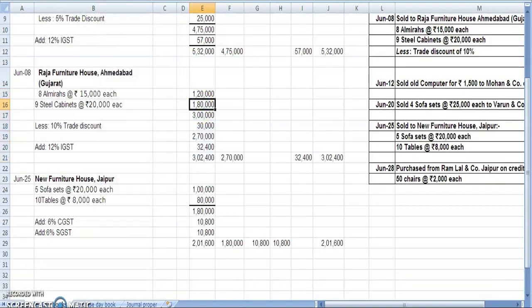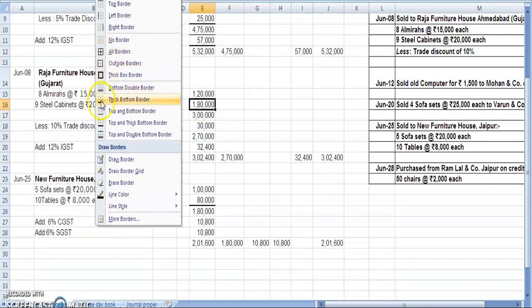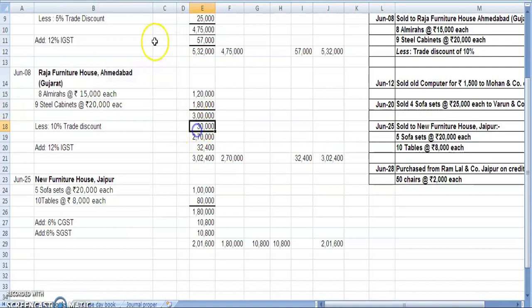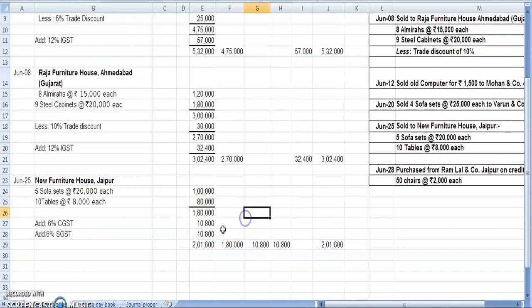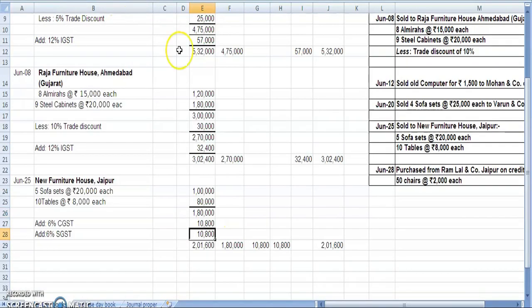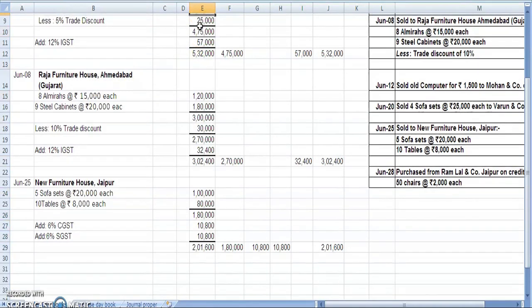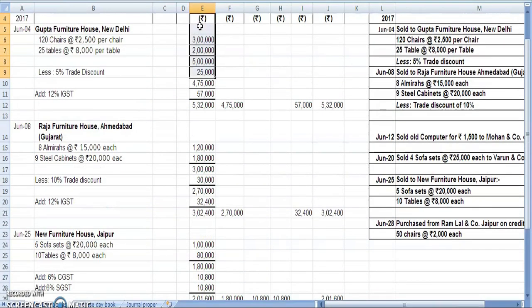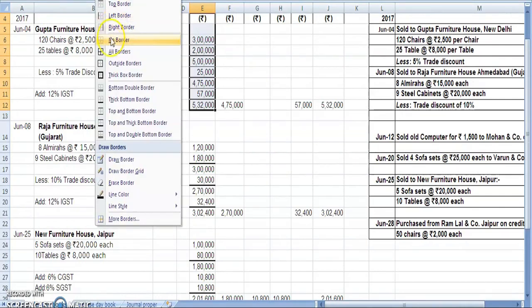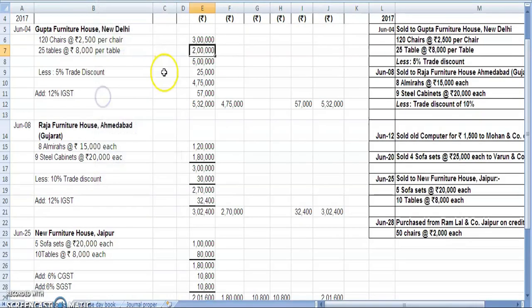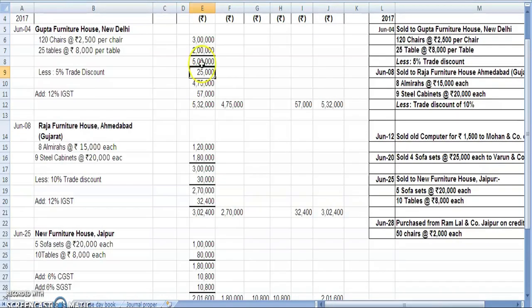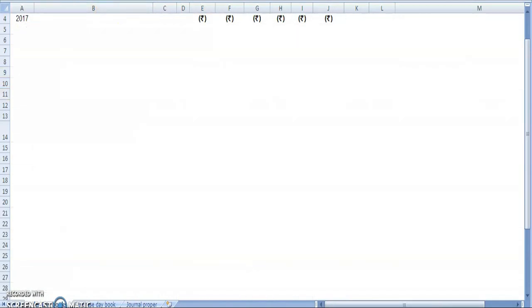So here, okay, I was supposed to put here. And right over here and here, okay, and over here, okay. So we put a line over here. Over here and add over here.